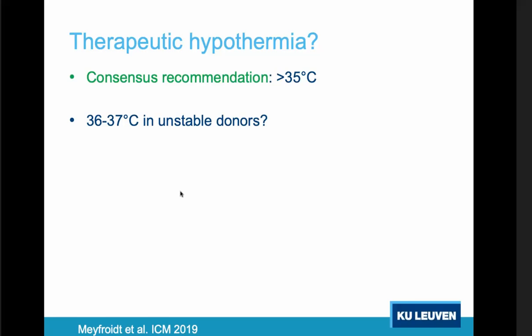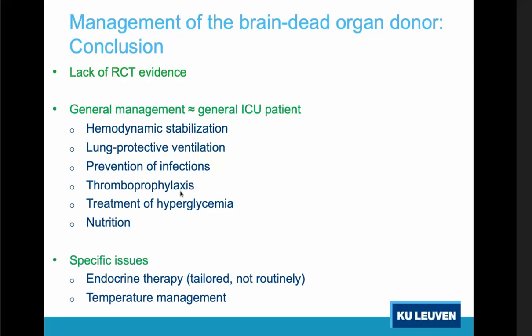So the general conclusion of my talk is that for the management of the brain-dead organ donor, in general, there's a lack of large RCTs to guide treatment decisions. So the treatment is mainly based on common sense, observational studies also, and extrapolation of studies in the general ICU population. The general management does not differ that much from the management of the general ICU patient. However, there are some specific issues, including the endocrine therapy and the temperature management.